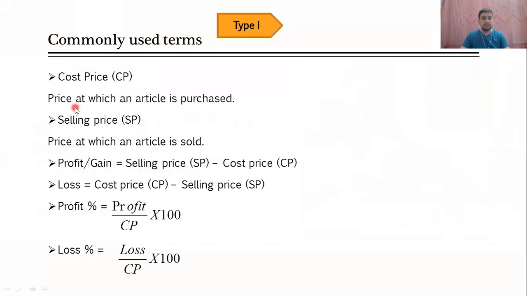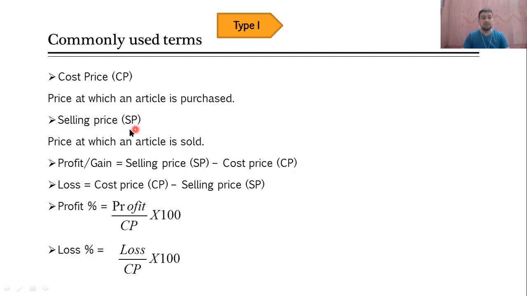It is a price at which an article is purchased. Let's say you go to the shop and you are purchasing a pen. How much you are spending, the price of that pen, will be the cost price.